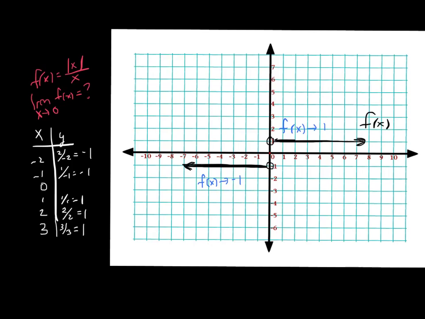Now these two don't agree. From one side we get negative 1, from the other side we get 1, and if you remember from our informal definition, the limits from the left and the right have to agree. So in this case, we would say that the limit as x approaches 0 of our function does not exist. In order for a limit to exist, the limit from the left must be equal to the limit from the right.